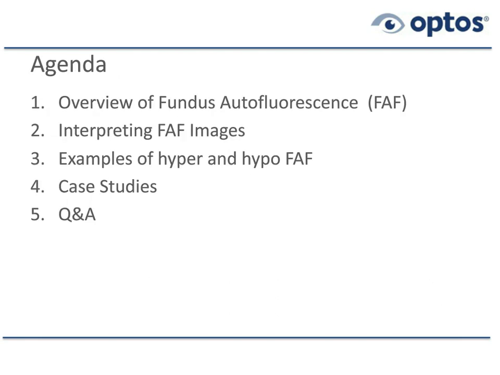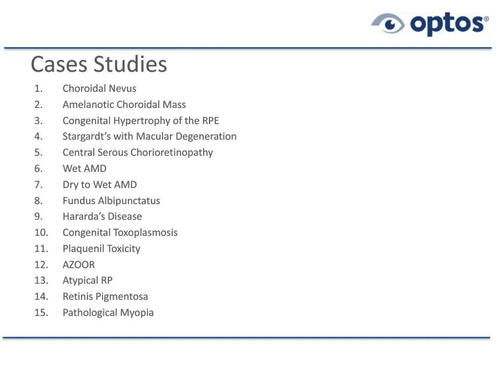The agenda, we're going to start with an overview of autofluorescence or fundus autofluorescence. I'll probably just drop it to AF in a little bit. We'll interpret some images. We'll give examples of hyper and hypoautofluorescence. We're going to cover cases, and yes, we will have questions and answers at the end. The case studies will include these 15 disorders shown here. I would have liked to do 50, but we didn't have time for 50, so I guess we'll have to be satisfied with 15.